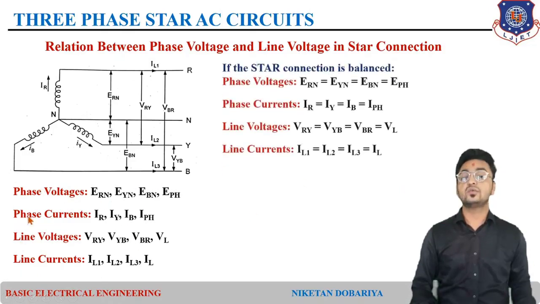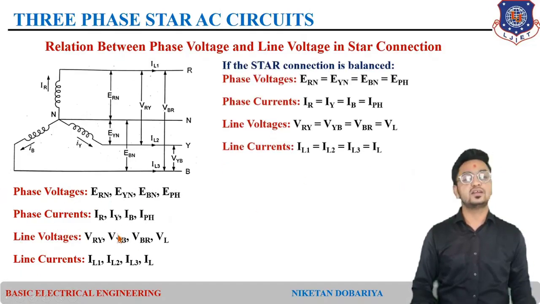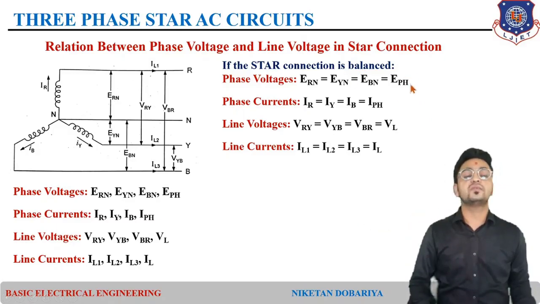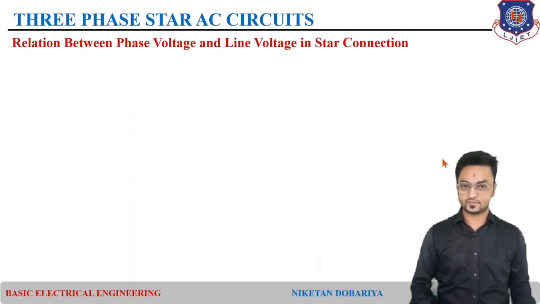Now let's find out the relation between the phase voltage and line voltage. As I mentioned, we are considering the balanced condition, so these have the same magnitude. In the general case, we will define the phase voltage as EPH, the phase current as IPH, the line voltage as VL, and the line current as IL.